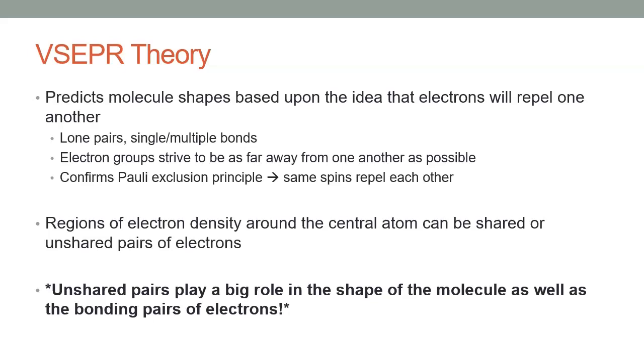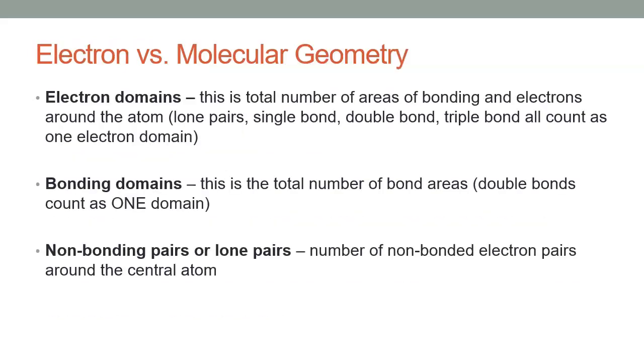So with the VSEPR theory, we talk about regions of electron density. This is going to be areas where electrons can be found around the central atom, so that can be bonds or lone pairs of electrons. And both the unshared pairs and the bonding pairs will play a big role in the shape of a molecule. So a few terms to be familiar with. We talk about electron domains. So this is the total number of areas of bonding and unpaired electrons that are around the central atom.